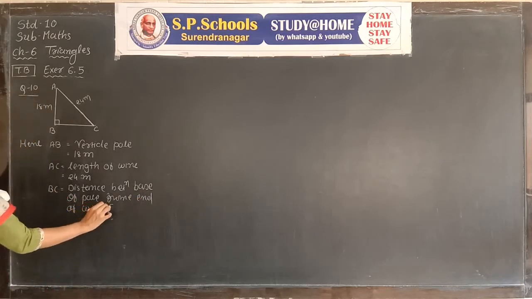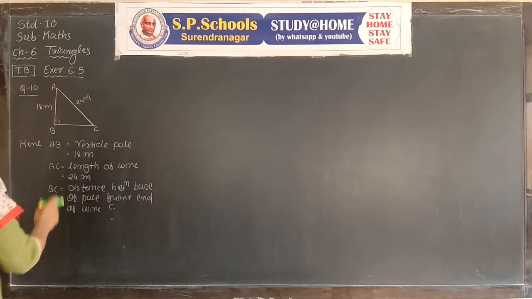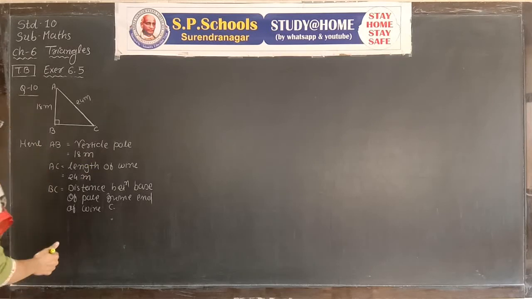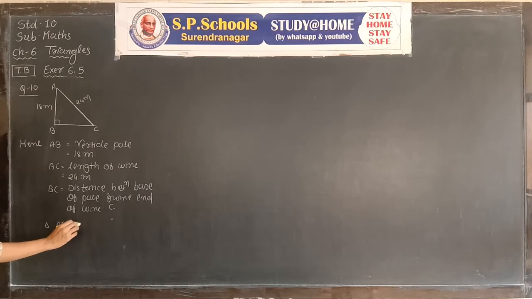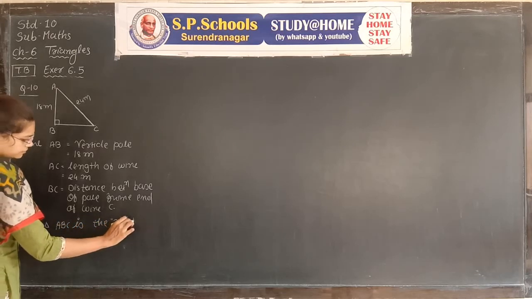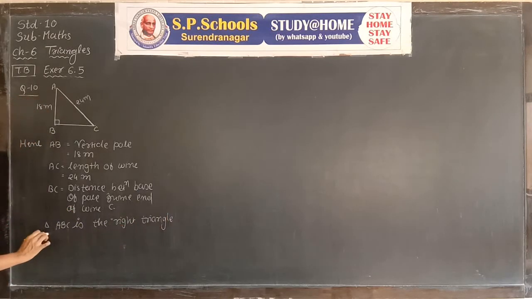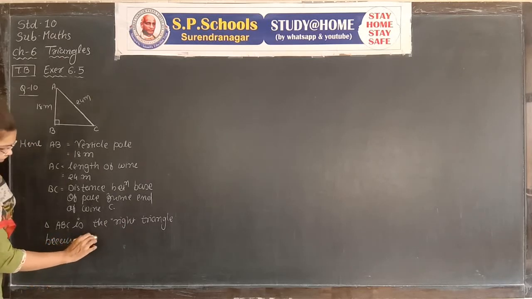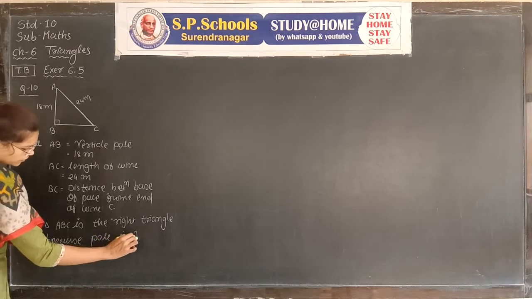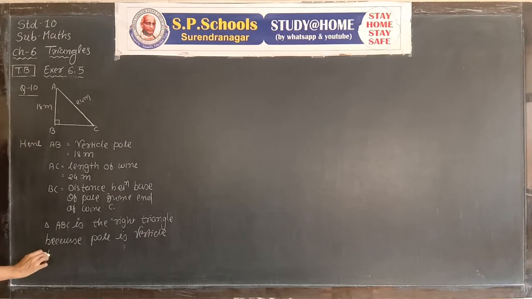C. The triangle ABC is a right triangle because the pole is vertical to the ground.